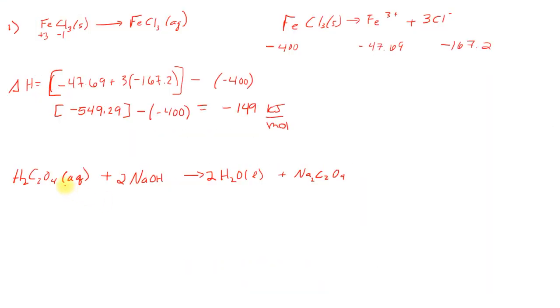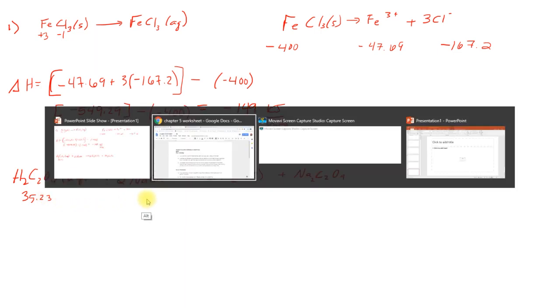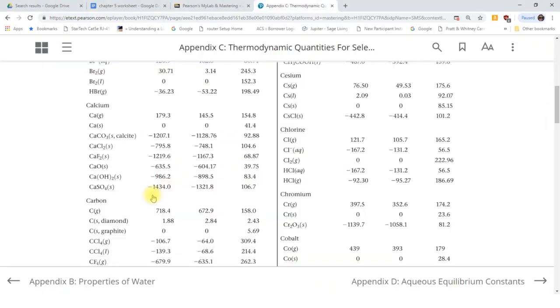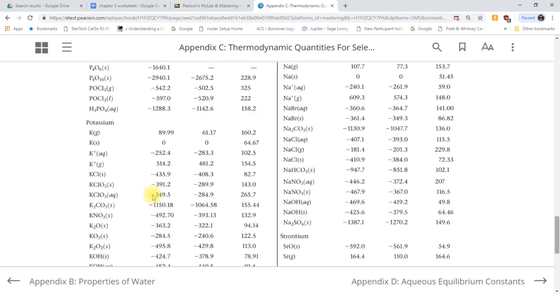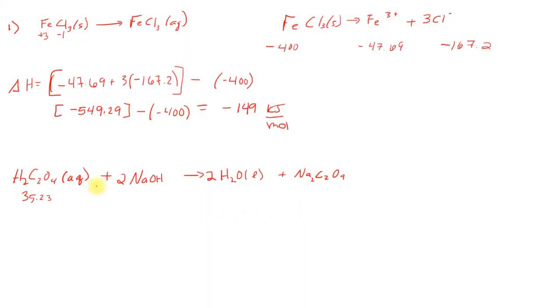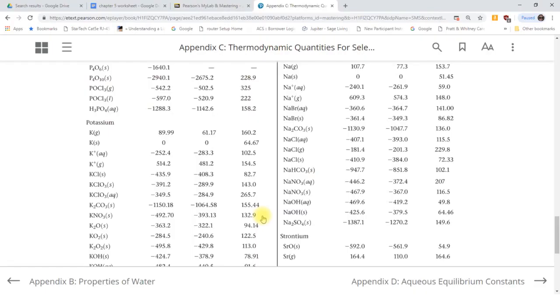It is 35.23. NaOH we have to go look for. It's probably going to be under sodium, so we're going to look there first. Here we go. Oh, NaOH solid and NaOH aqueous. So we have to know whether we have a solution or a solid. I'm going to assume it's just like what we did in lab, and that it's AQ. And over here, this one will be AQ as well because sodium is always soluble.